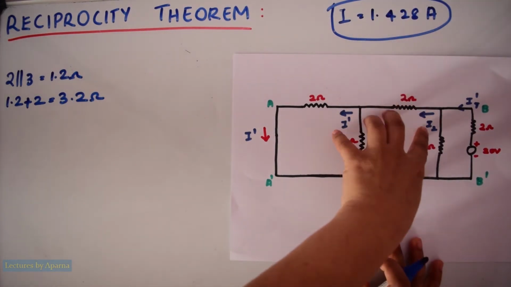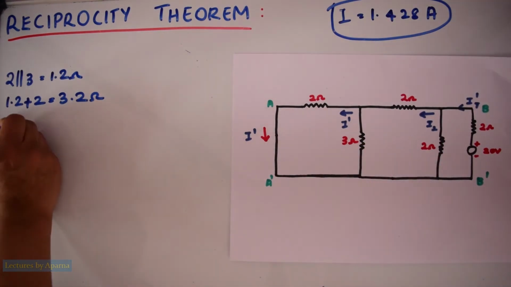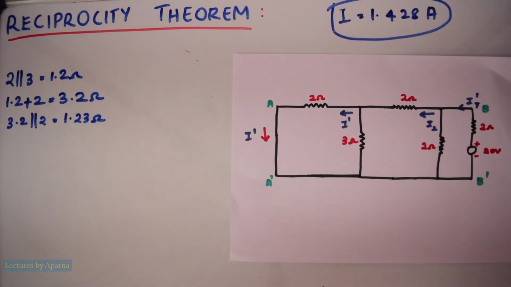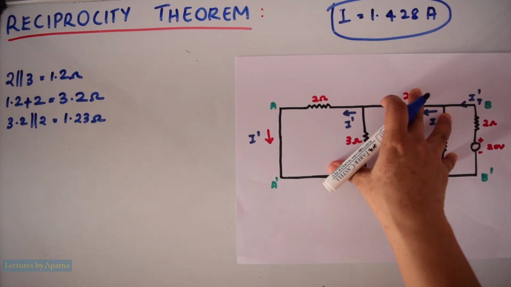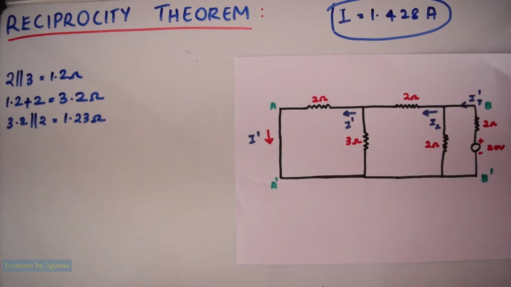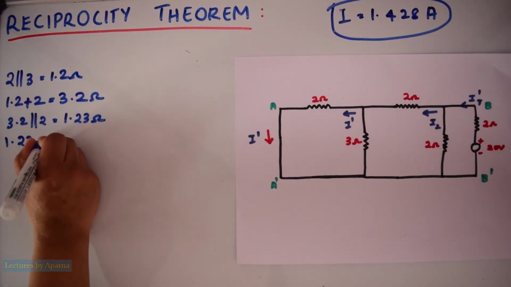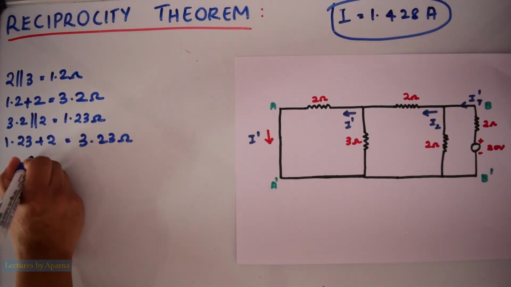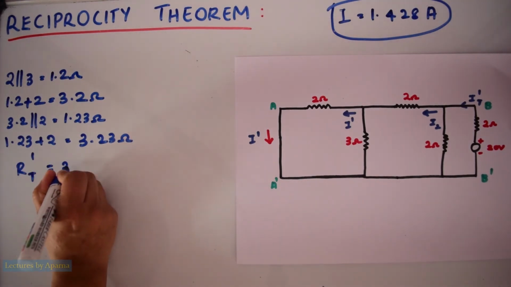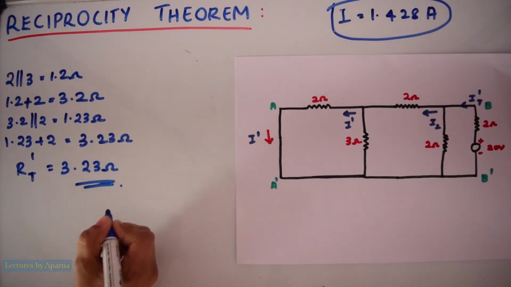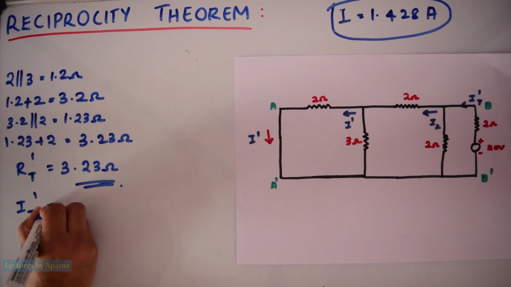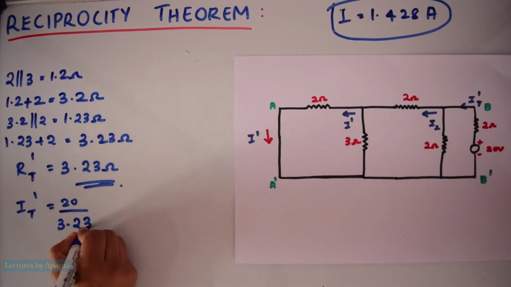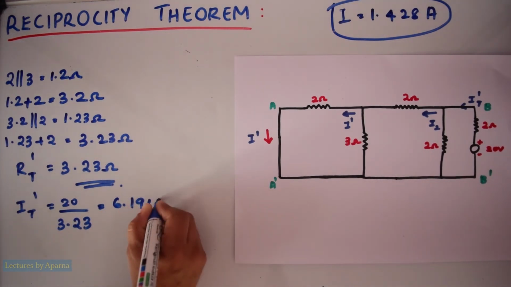That 3.2 ohm is in parallel with this 2 ohm. So 3.2 parallel to 2, you will get 1.23 ohm. That 1.23 ohm is in series with this 2 ohm. So 1.23 in series with 2 ohm, 3.23 ohm. So total resistance RT dash is equal to 3.23 ohm. Now we have to find IT dash is equal to voltage 20 volt divided by 3.23, that is equal to 6.191 ampere.